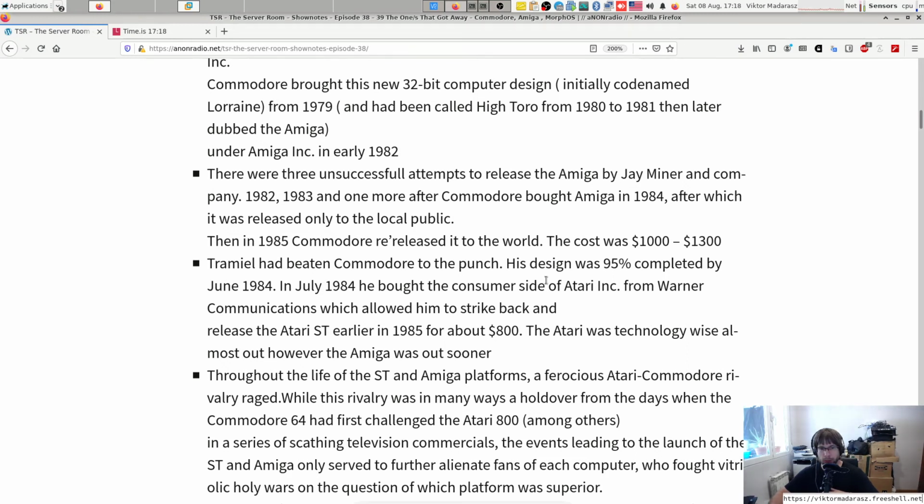Meanwhile, Tramiel had beaten Commodore to the punch. His computer design was 95% complete by June 1984. In July 1984, he bought the consumer side of Atari Inc. from Warner Communications, which allowed him to strike back and release the Atari ST earlier in 1985 for about $800 US. The Atari was technology-wise almost out, however the Amiga was out sooner. So sometimes it's not important who is technologically more advanced, as long as the other one is quicker, so to say.